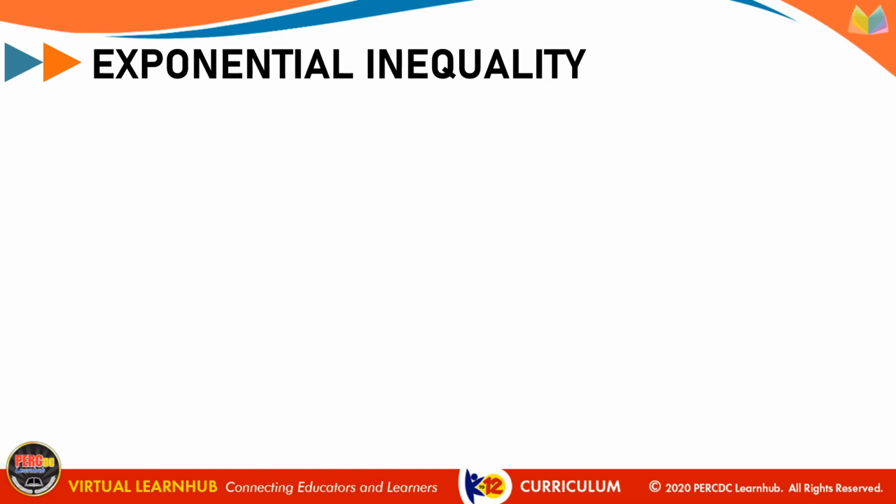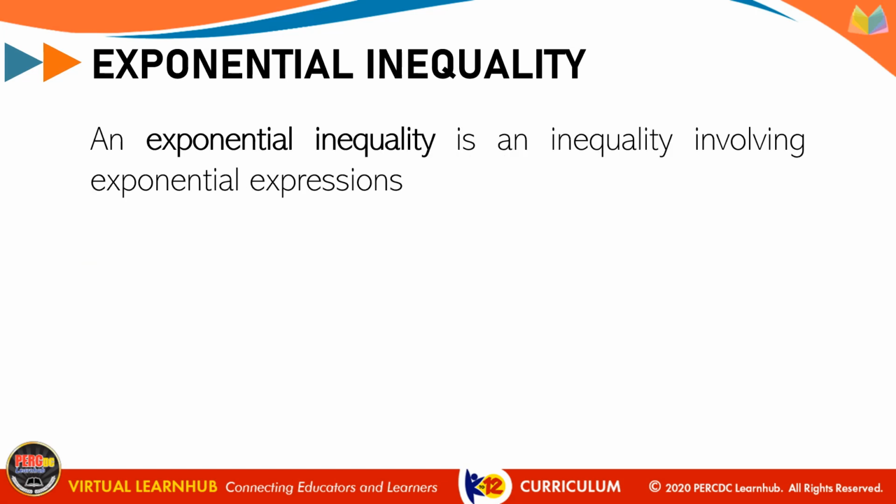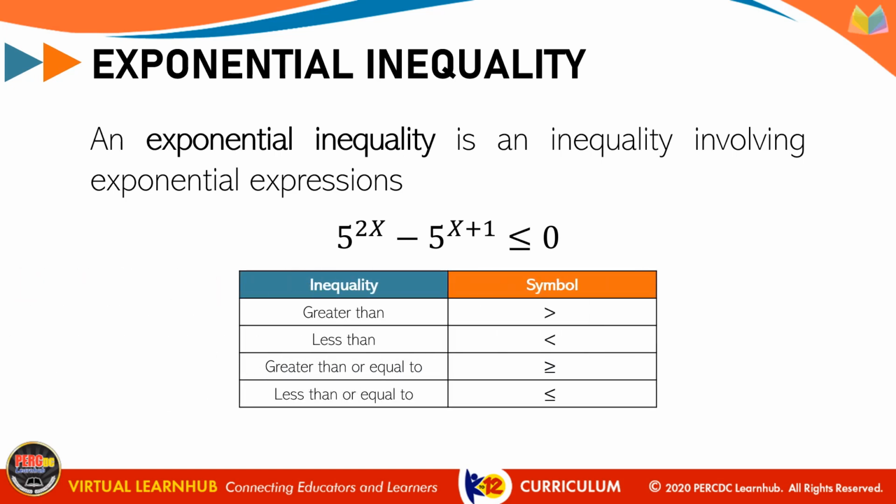Next is exponential inequality. An exponential inequality is an inequality involving exponential expressions. For example, we have here 5 raised to 2x minus 5 raised to x plus 1 is less than or equal to 0. Exponential inequality is similar to exponential equation, except that instead of an equal sign, it involves inequality symbols. The following are the commonly used inequality symbols and how we read them.